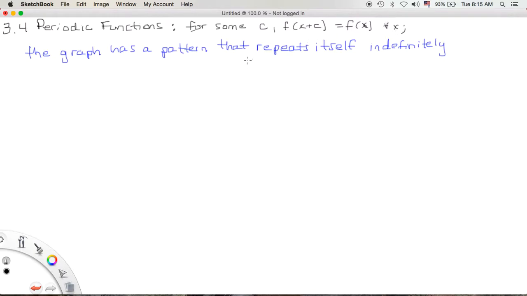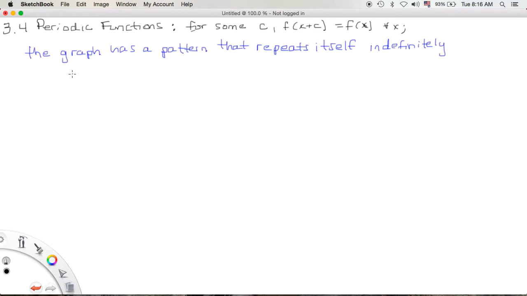So what that means is that you have a graph that has a pattern and it repeats itself indefinitely. The pattern moves every c, or every however many, whatever that is, and repeats itself. Remember in preschool when you used to do those pictures and you would have a hat, a baseball, and then a bat, and then a hat and a baseball, and then you had to pick what went next, and you had to say it was a bat. Well, this is the same type of thing.